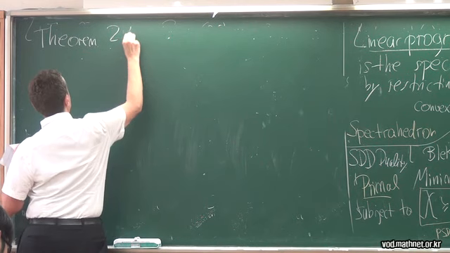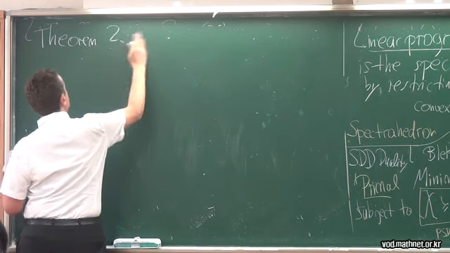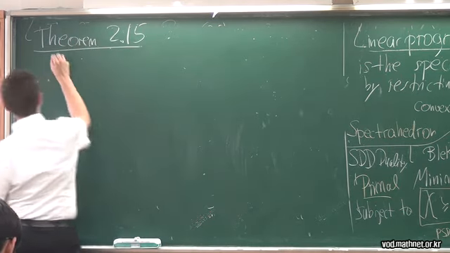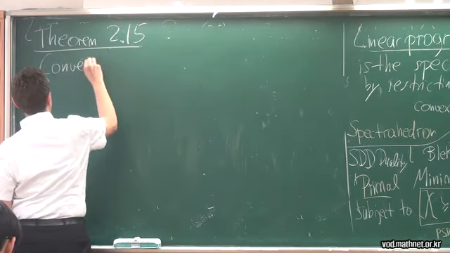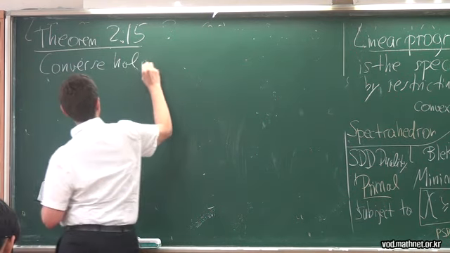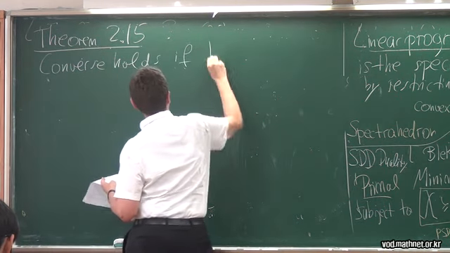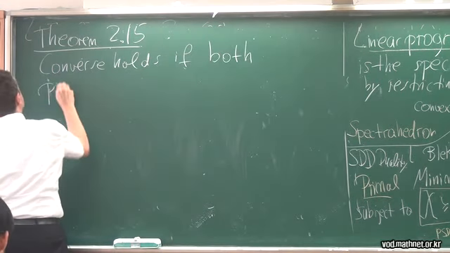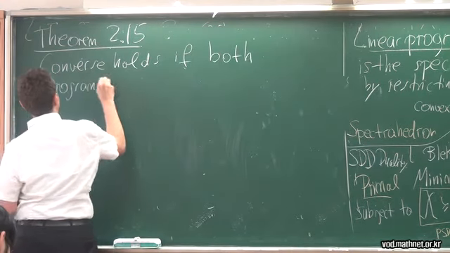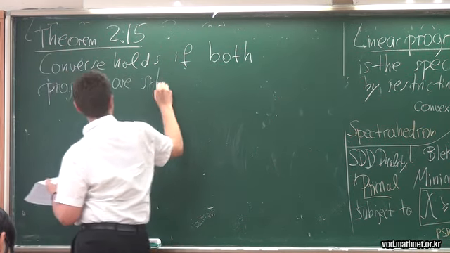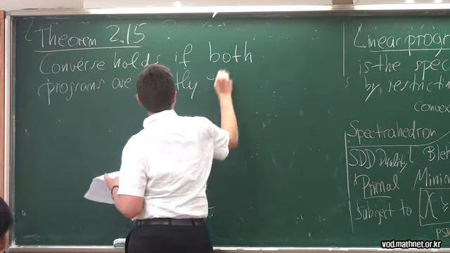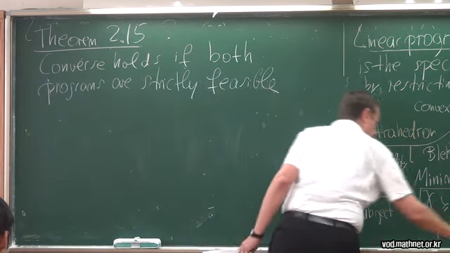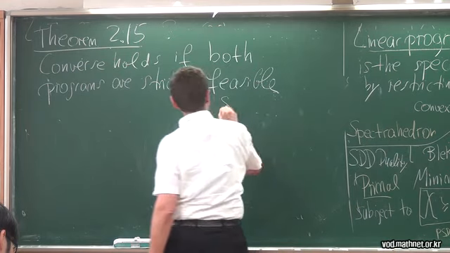So, in 215, the converse holds sometimes, if both programs are strictly feasible. And in optimization, this is called Slater's condition.